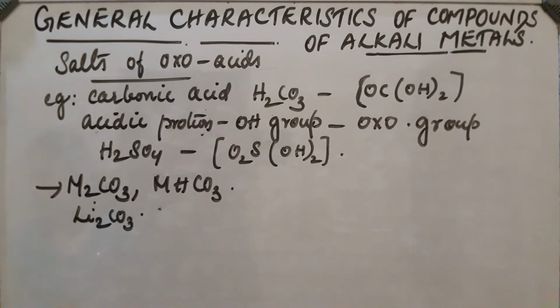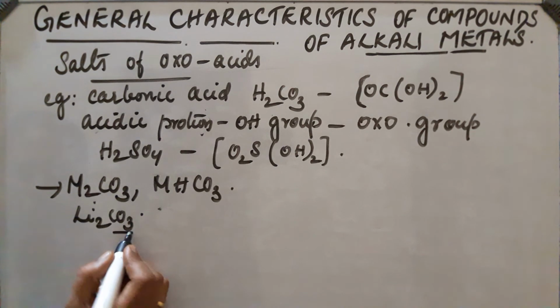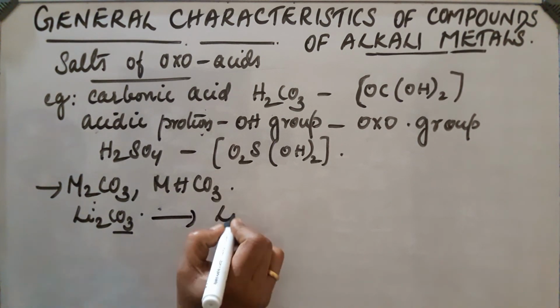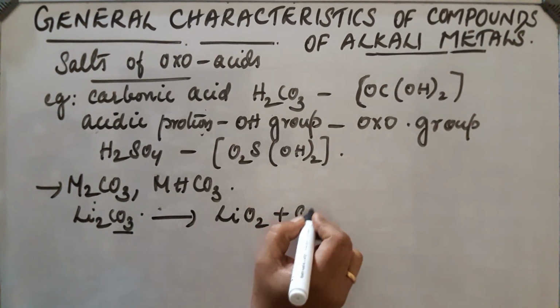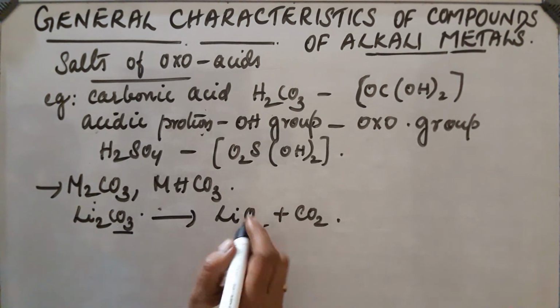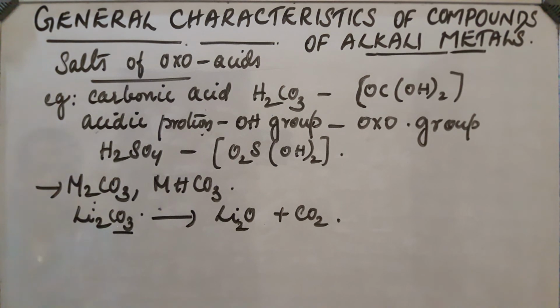This is because lithium is so small and it polarizes the large CO3 2- ion. CO3 2- has a larger size, and Li+ is smaller in size. So when heat is applied, lithium carbonate dissociates into Li2O plus CO2. Lithium monoxide and carbon dioxide gas is evolved, due to the smaller size of the lithium ion.